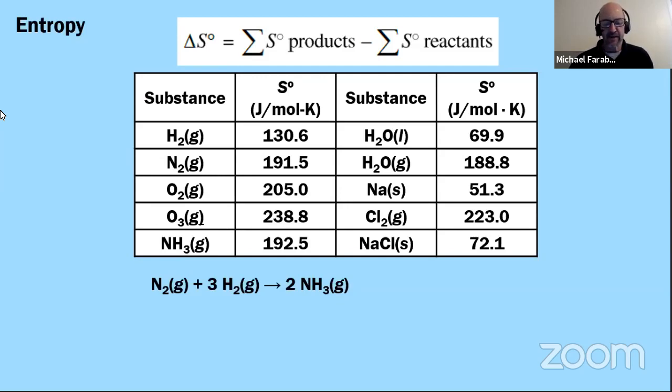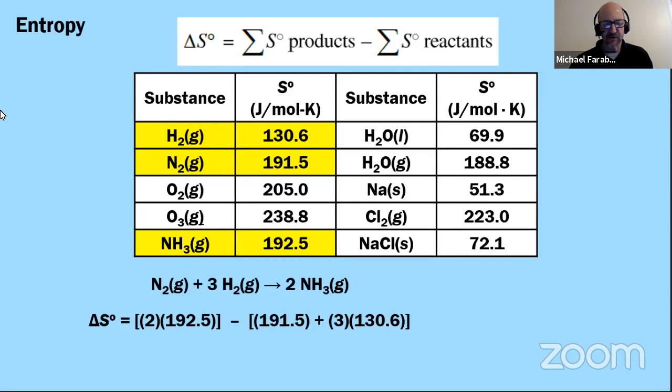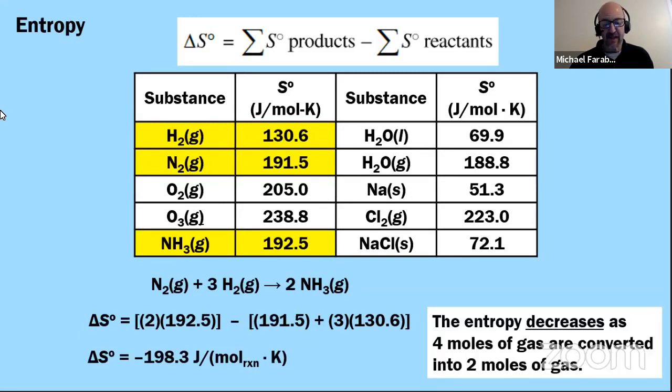All right, let's go ahead and do the calculation. So we'll do products minus reactants. That would be 2 times the number for NH3, minus the number for nitrogen, and then also minus 3 times the number for hydrogen. And then this math works out to be negative 198.3. So hopefully that agrees with what you had predicted, that when you go from 4 moles of gas to 2 moles of gas, the entropy decreases. And so that's why the delta S is negative.